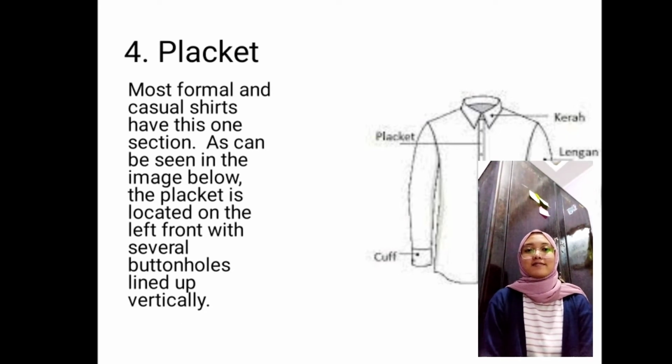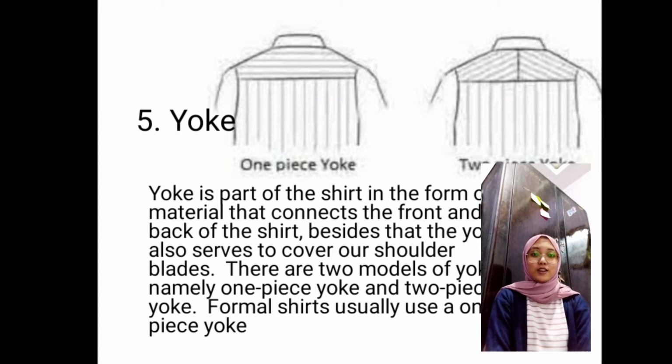And then pleat. Most formal and casual shirts have this one section. As can be seen in the image below, the pocket is located on the left front with several buttonholes lined up vertically. And the next one is yoke.